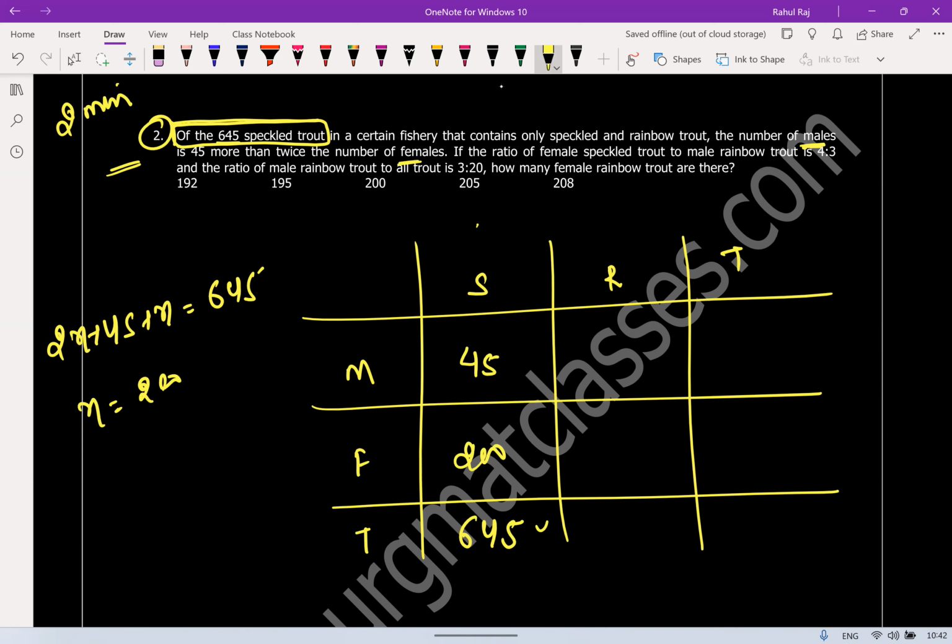In word problems in arithmetic, every sentence you read, have a very proper understanding of what that sentence is trying to say. You do not go ahead and read the entire statement in one shot. It will be a problem. So now you have got this. Now things become very easy. You see here what they are trying to say. The ratio of female speckled trout to male rainbow trout is 4:3. Female speckled trout to male rainbow trout is 4:3. This ratio is 4:3 here. And it says the ratio of male rainbow trout to all the trout is 3:20. So this ratio is 3:20.